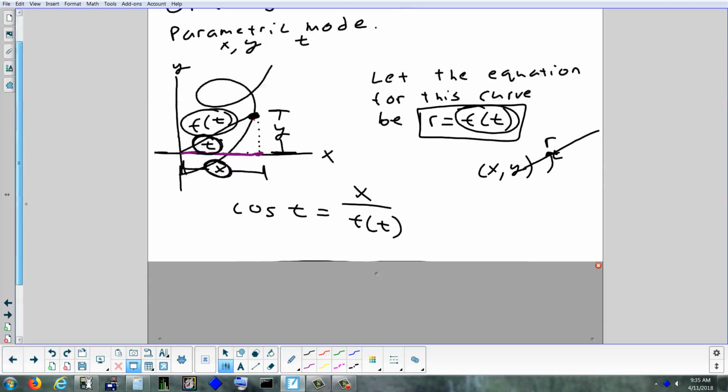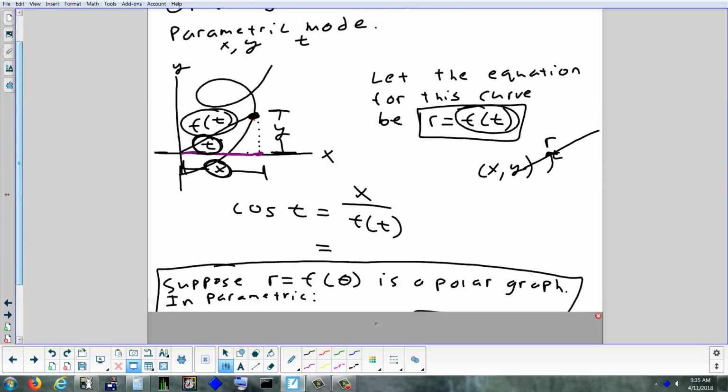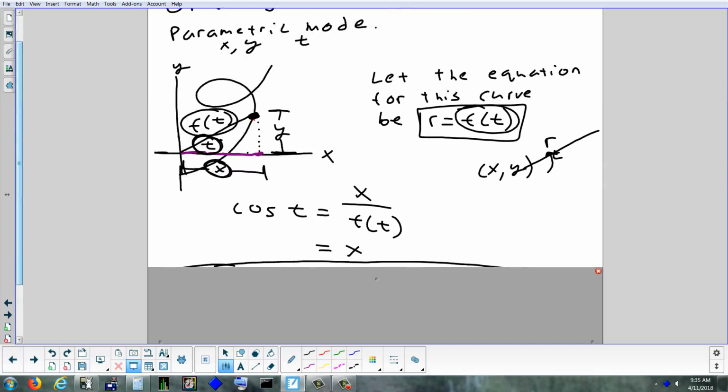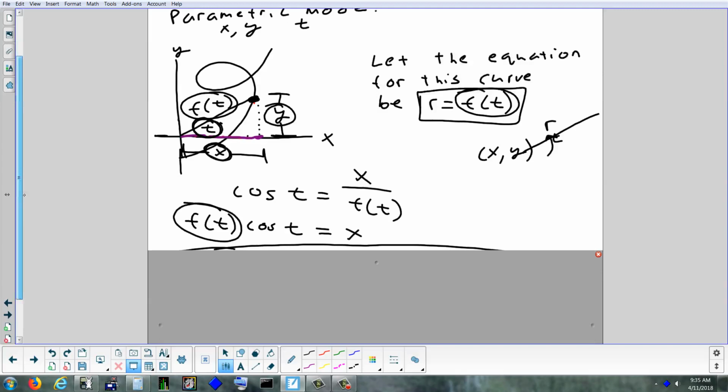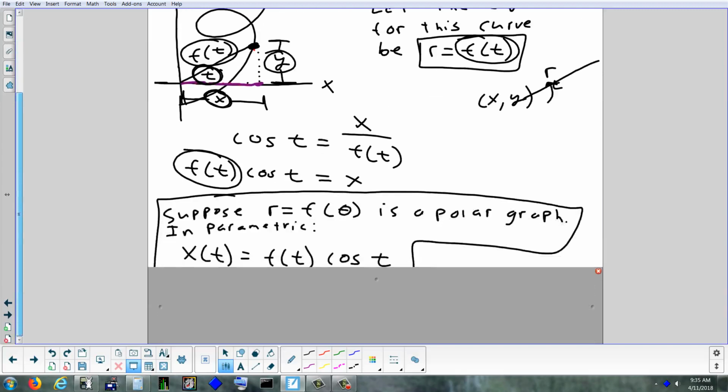So now to get x by itself, actually I already have it. I'll write it again. So x equals f of t cosine t. It's kind of like the equation of a circle where we had r cosine t in parametric, but r now is a function. The r can change, so it's not always the same value. So there's your parametric equation for x. Does anyone have a guess what it's going to be for y? F of t sine t equals y. Yep.